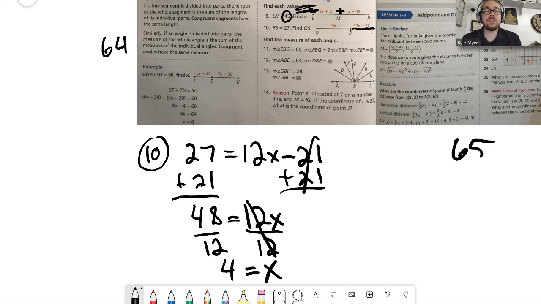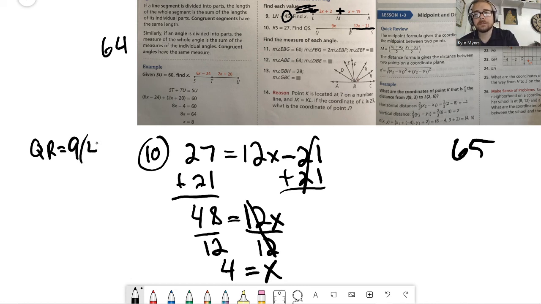No, because they want QS. They want the whole thing. Well, we know RS is 27. So we just need to figure out what QR is and then add that to that. All right, this is a little harder, but it still can be done. We just need to figure out what QR is. QR is 9x, and we already know what x is now.